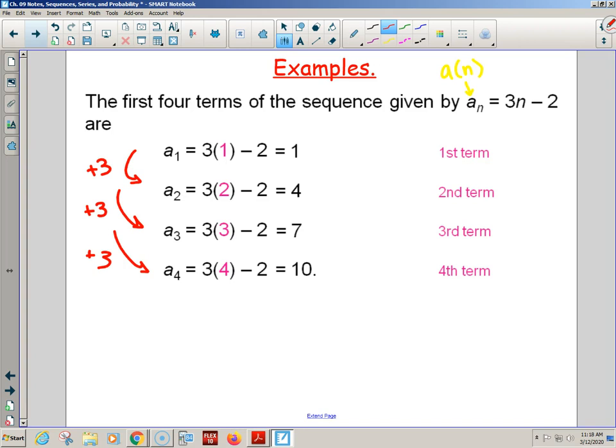You guys know what multiplication truly is? 3 times 1, 3 times 2, 3 times 3. Multiplication is repeated addition. 3 times 1, 1 of the 3's. 3 times 2, 2 of those 3's. 3 times 3, 3 of those 3's. 3 times 4, 4 of those 3's. Multiplication is how you get a repeated addition.